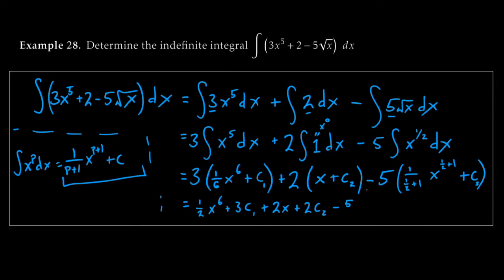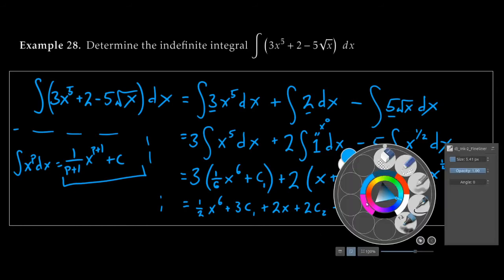And if we've got that minus sitting around, this will just turn into minus 10/3 x to the 1/2 plus 1, that is just 3 over 2, and then minus 5 times c3. So I have a lot of c's flying around here. This seems inconvenient.